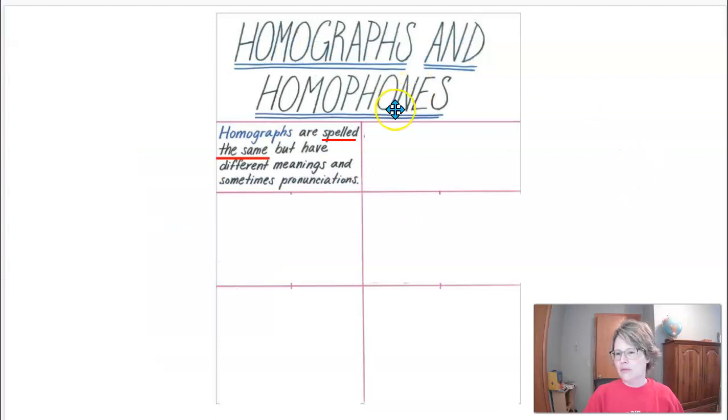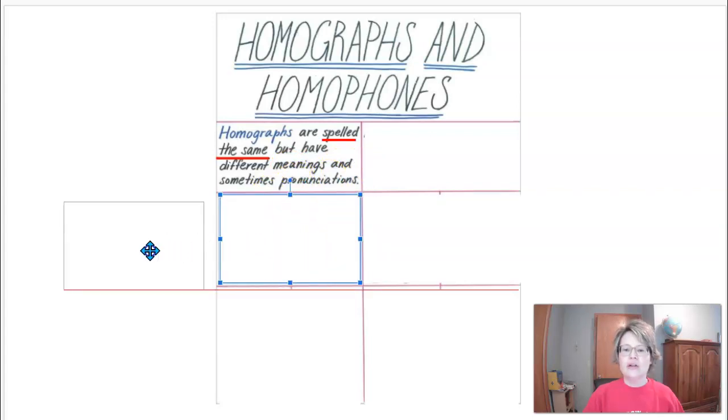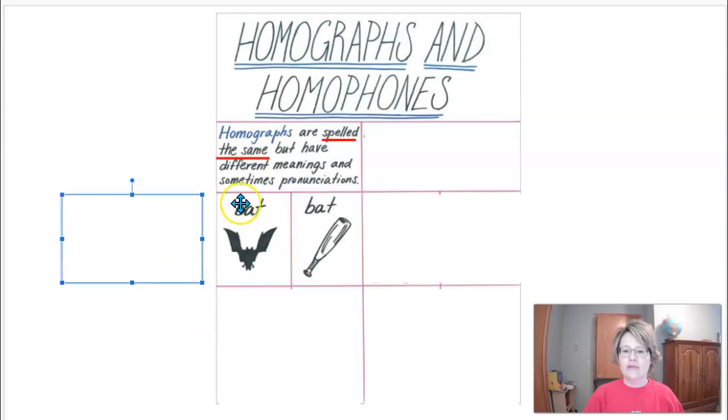Homographs and homophones are similar. Today we're going to be focusing on homographs. Homographs are spelled the same but have different meanings and sometimes pronunciations. So here's an example of a homograph, bat and bat. You can see they're spelled the same, B-A-T, B-A-T, but they mean different things. One's an animal, and one is a piece of sports equipment that you use for baseball.